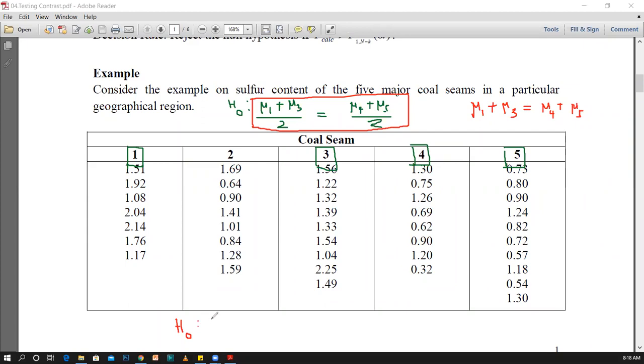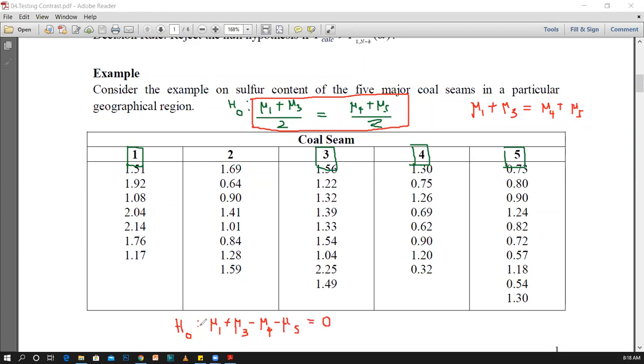Therefore, we can take all the terms to one side. Therefore, we will get this as mu1 plus mu3, then minus mu4 minus mu5, and this is equal to 0.